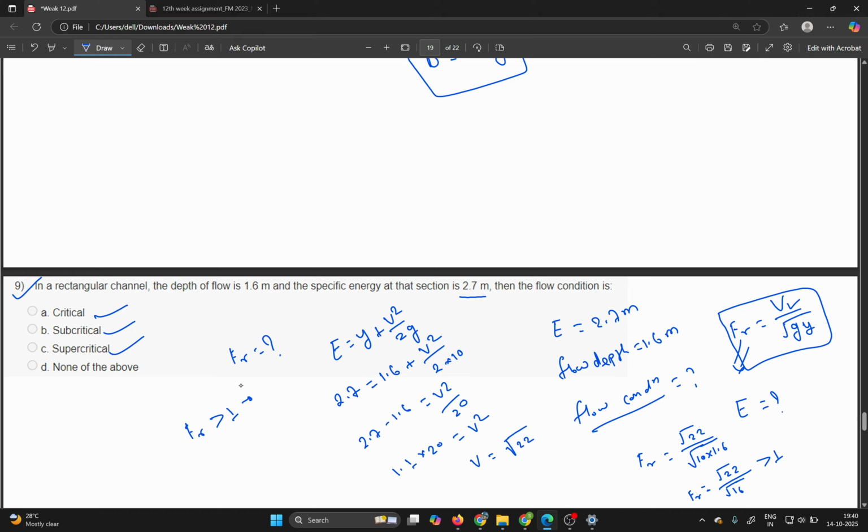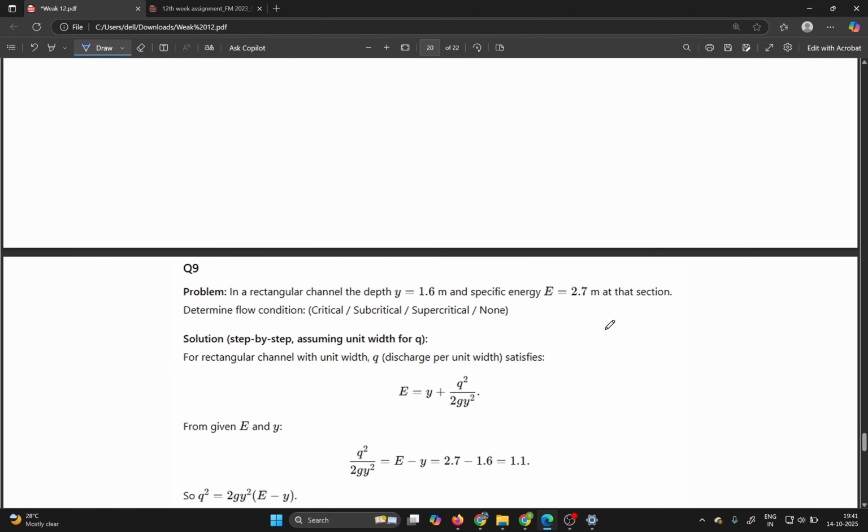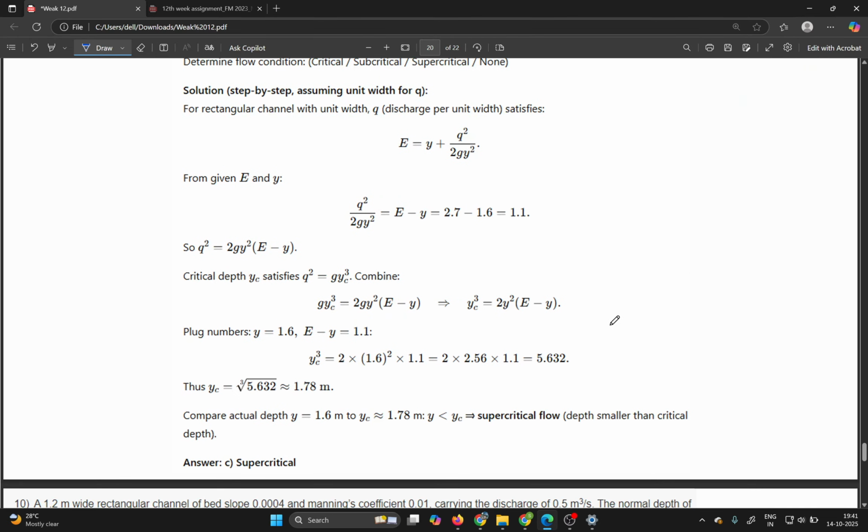So it will be greater than 1 means what? Your subcritical; if it is equal to 1, then you are critical; if your Froude number is less than 1, then supercritical. So here greater than 1 means the subcritical condition. So hopefully option B will be correct. Let me just check, yeah, it is coming as supercritical flow.